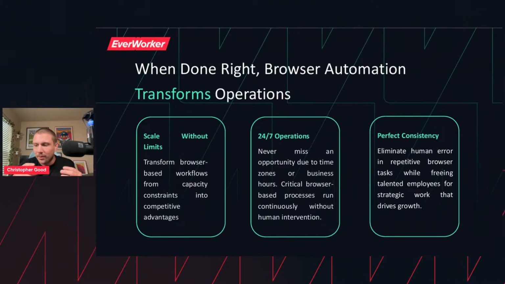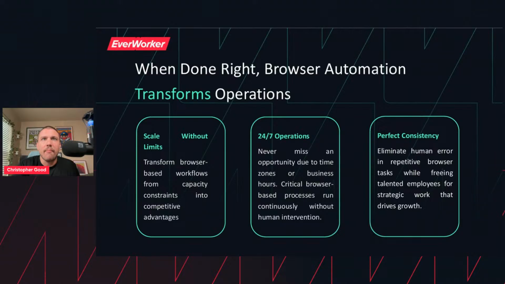Critical browser-based processes run continuously without human intervention, which means you can serve customers, process transactions, or capture opportunities around the clock. And then the third is perfect consistency, right? You eliminate human error in repetitive browser tasks while freeing your talented employees for strategic work that actually drives growth. So the companies that master intelligent browser automation operate with unlimited digital capacity and perfect execution consistency. And that's not just operational efficiency, that's a competitive moat, right?